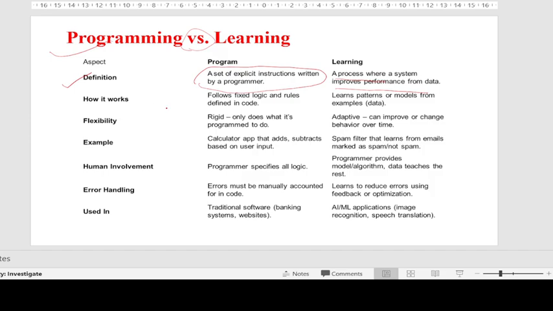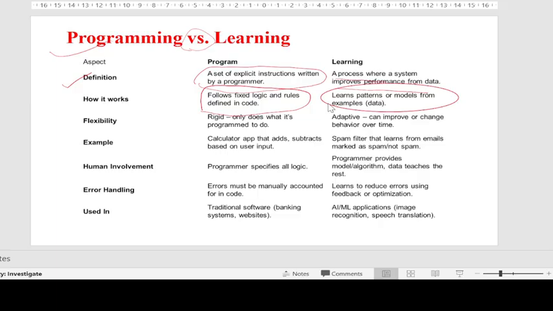How it works: programming follows fixed logic coded by the programmer, whereas learning learns patterns or models from examples. The process automatically learns the patterns or model from the data. When some data is available, the model will learn automatically from that data. So there is no need to write any explicit program. This is about the working principle.